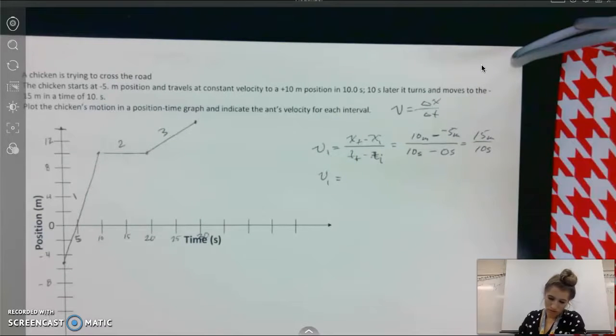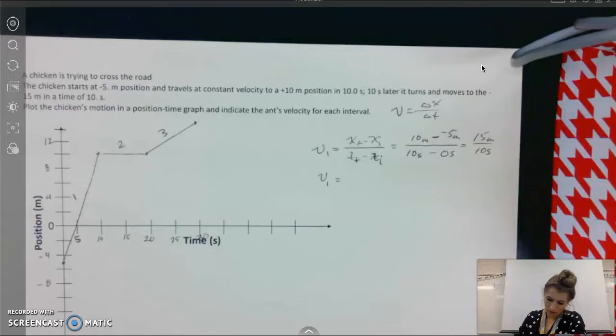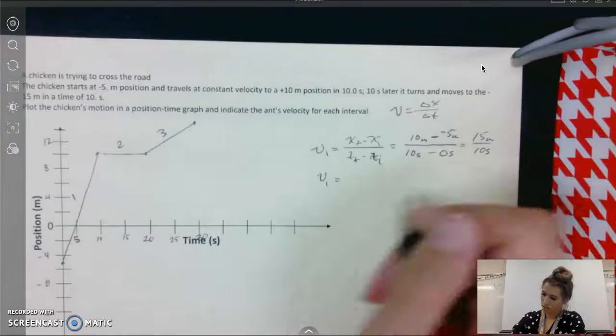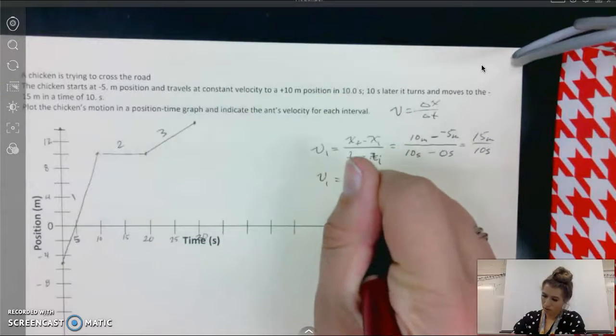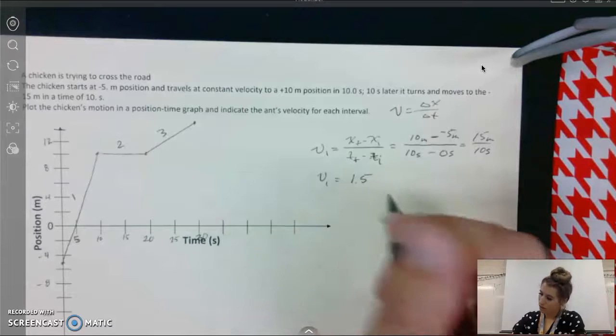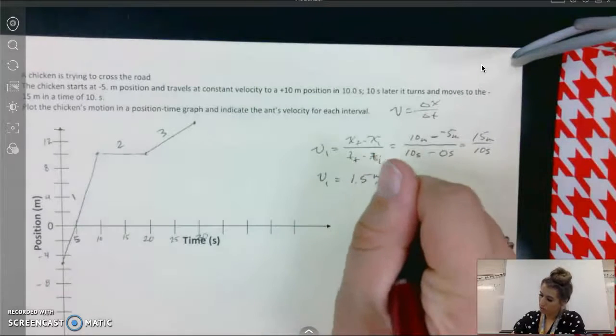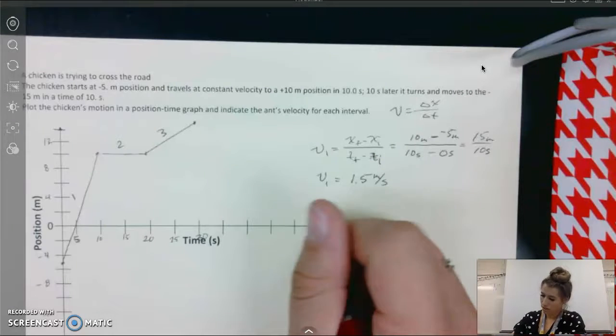So velocity 1 is equal to 15 divided by 10, and so now we have 1.5 meters per second. Okay, so now let's look at v2.